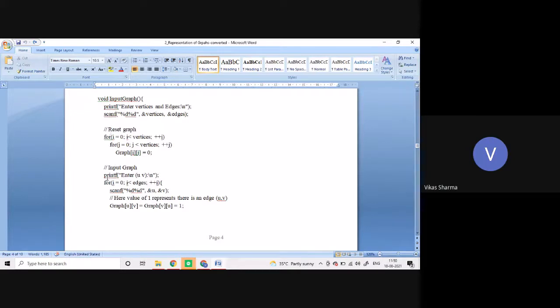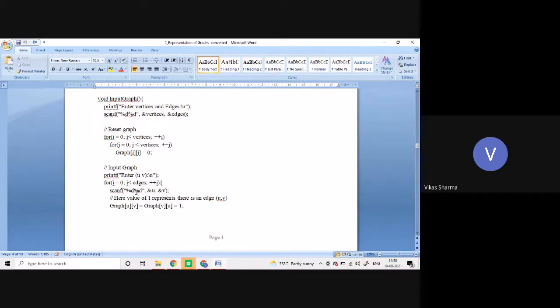Now for inputting the graph, we are again taking printf, enter value of u and v. So for i equals 0, i less than edges, i plus plus. Now we are talking about the edges here. We have talked about the vertices earlier in the last for loop.